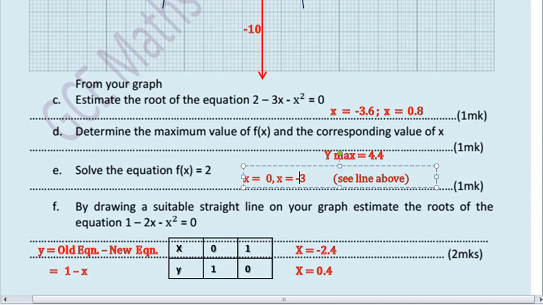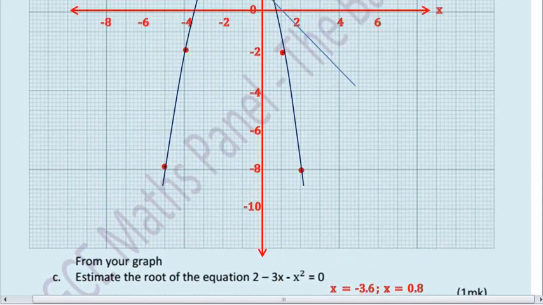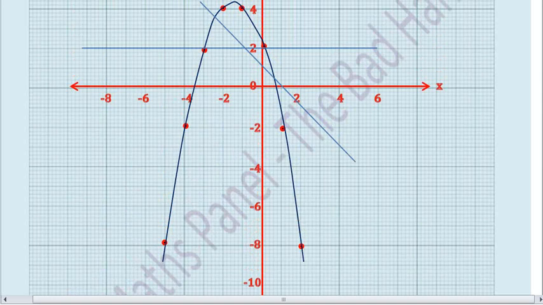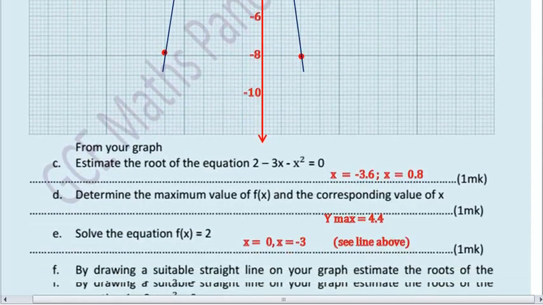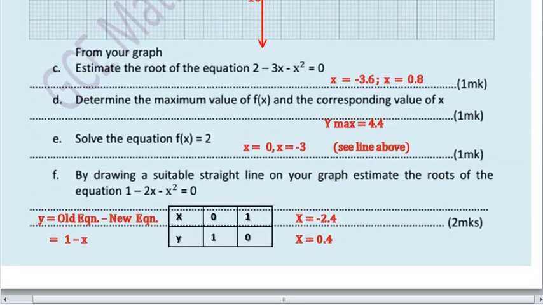We now move to our curve and draw the line by using these 2 points. That's 0, 1 and 1, 0. So you have 0, 1 and 1, 0, and this will give us this line. Now the points where this line intersects with this curve, we have approximately minus 2.4 and 0.6, and this gives us an estimation of the roots of that equation.